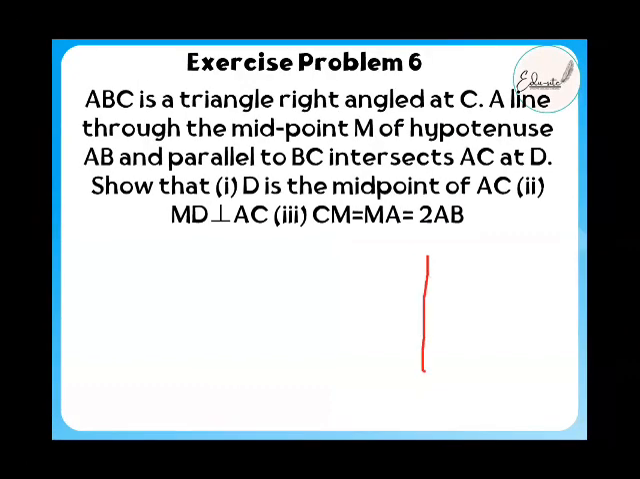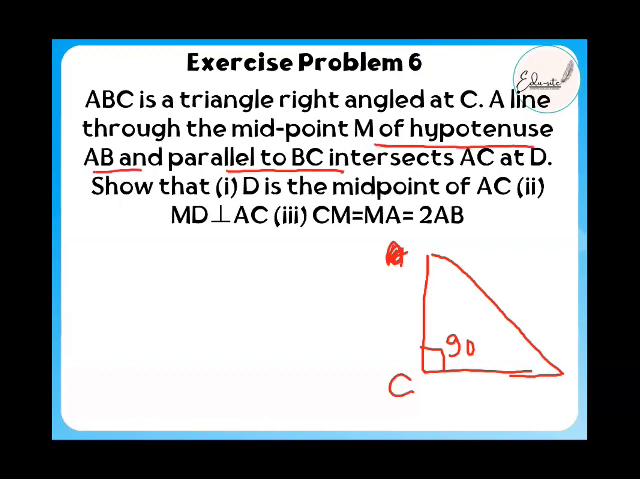ABC is a right angle triangle. In a right angle triangle there will be a 90 degree angle here, right? They have told us ABC is a right angled triangle, so we will write right angled triangle. We'll see the question they have given us. It is right angled at C. So they have given the right angle at C. Let's write C here.